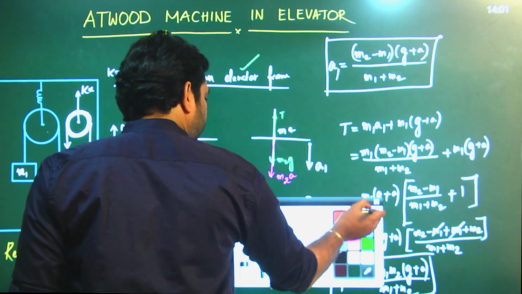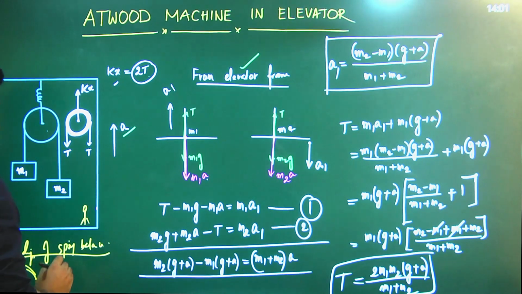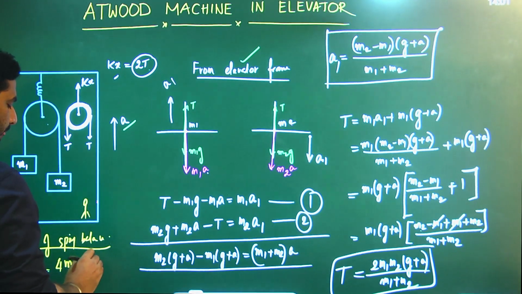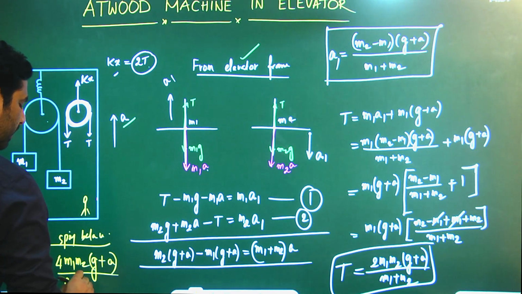Now comes the final step, that is the reading of the spring balance. The reading of the spring balance, which is nothing but Kx, is equal to 2 times tension, which is 4 M1 M2 into (g plus a) by (M1 plus M2).